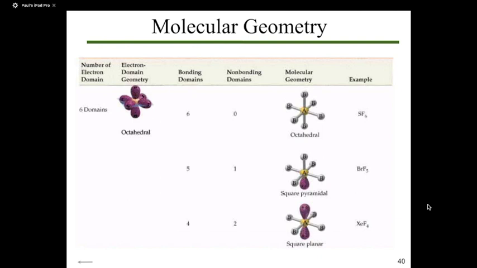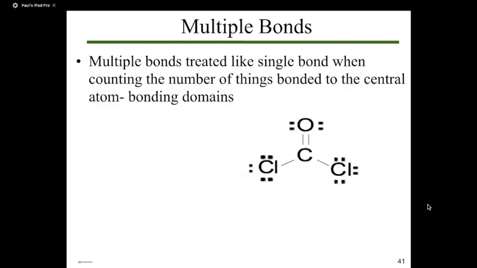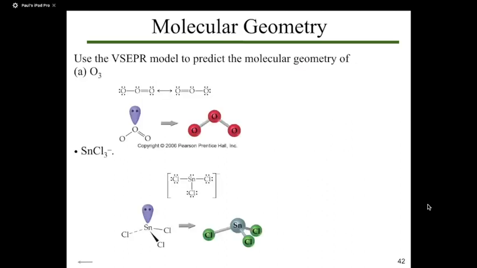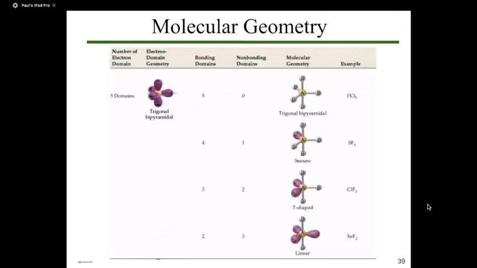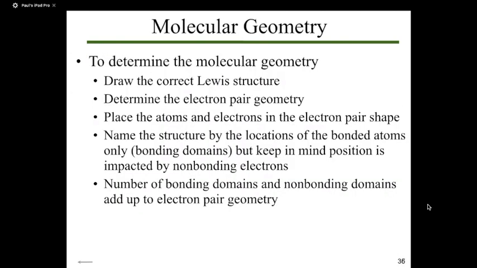Okay? And so, what in the world? Remember, in this, we talk about bonding domains, so multiple bonds are considered 1 bonding domain. And so, when we go about trying to determine a molecular geometry, I'm going to go back just a second. Here are the rules. First off, you've got to draw a correct Lewis structure. If you don't draw a correct Lewis structure at the beginning, everything falls apart. So you got to make sure that's good.